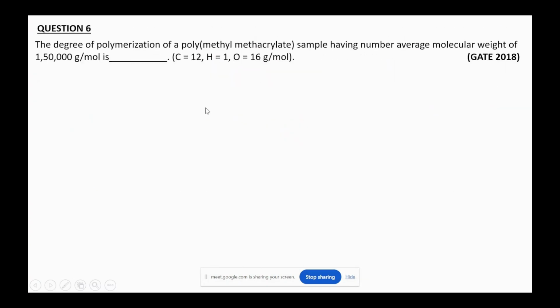Question number 6. It's a GATE 2018 question. The degree of polymerization of a polymethyl methacrylate sample having a number average molecular weight of 1,50,000 gram per mole is. So what is the degree of polymerization of polymethyl methacrylate, PMMA? You need to calculate it.